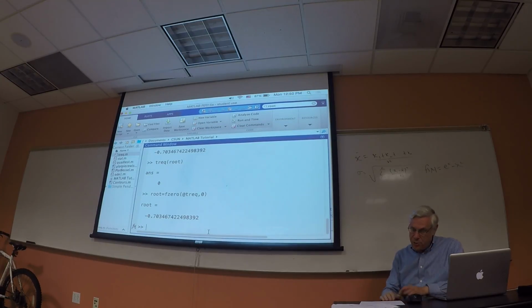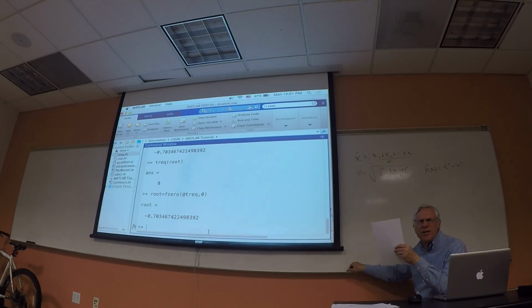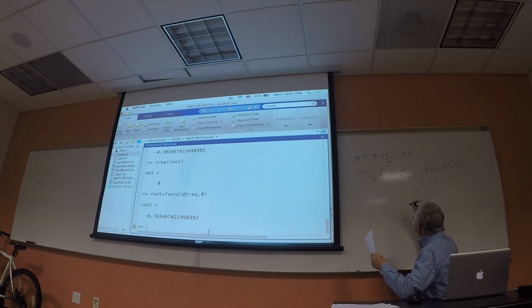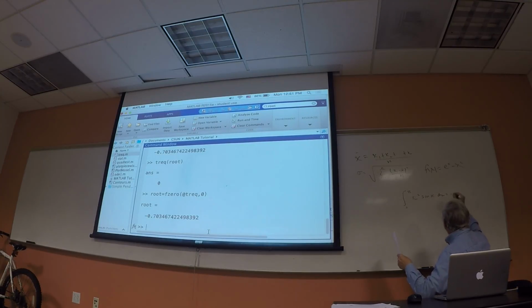Let's do numerical integration. Again, I'm going to do one that you can do by hand so that we can check it, but obviously you would use this when you can't integrate it. Many times in practice you've come across definite integrals that you can't do analytically. Let's consider the integral from 0 to pi of x squared sine x.